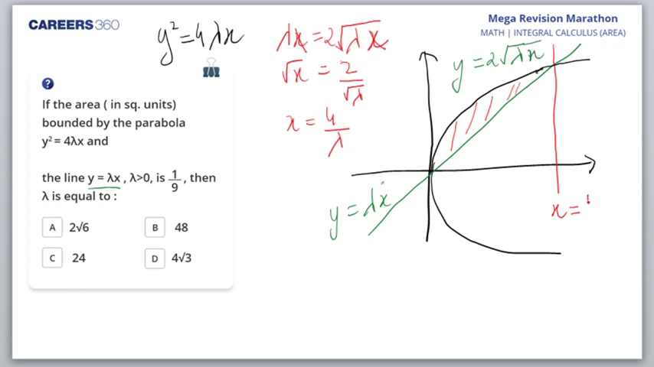So 4 by lambda is the abscissa which I'm looking for here, and this is x equal to 0. So between 0 to 4 by lambda, this area would be given by the area under the parabola minus the area of this triangle.